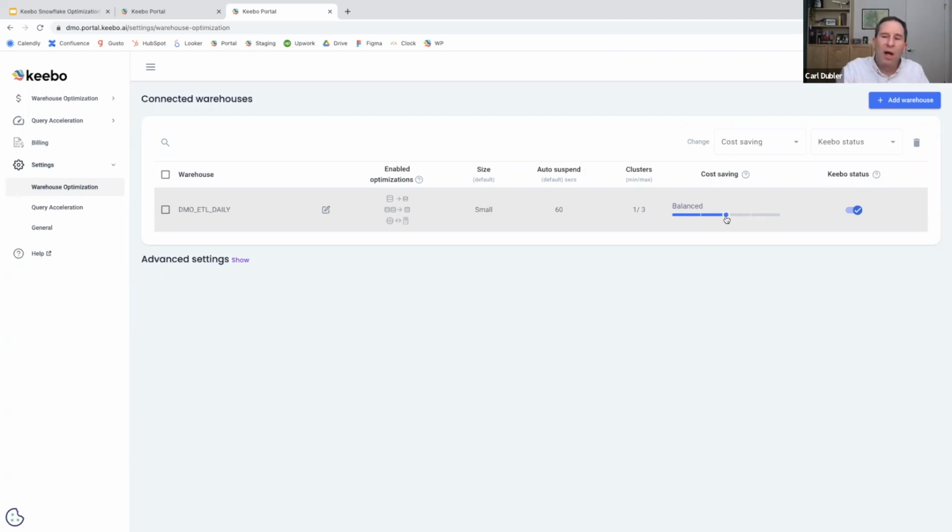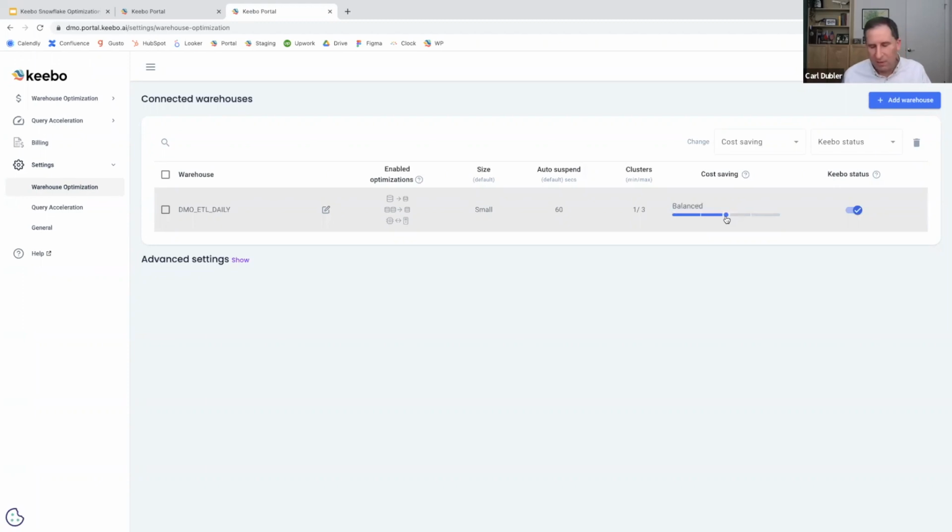There may be other warehouses where you want to do the opposite, where you want to tell the robot to be even more conservative in looking for savings. So you can move that over to the left if you want. But like I mentioned, most of our customers, they might come to the settings screen once or twice a year. They leave it in balance, they set it and forget it.